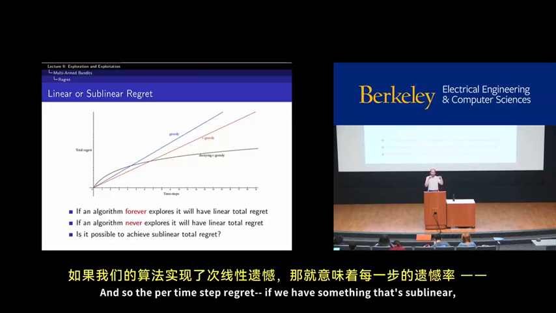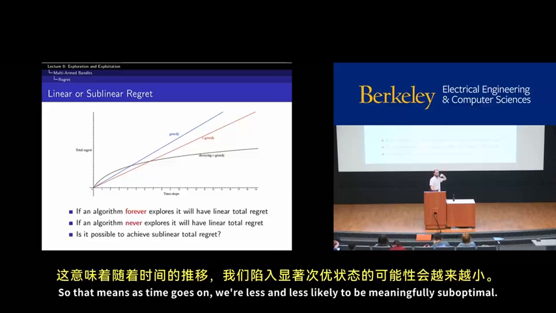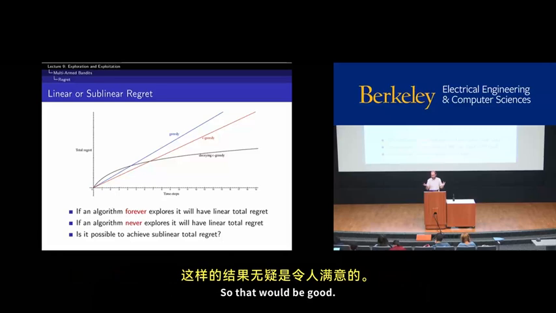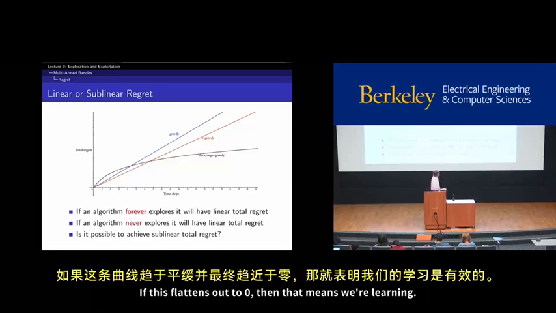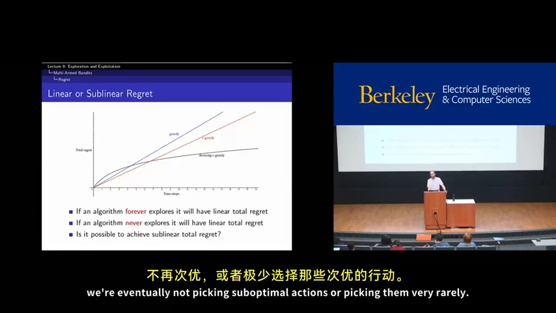And so the per time step regret, if we have something that's sublinear, that means the derivative is going to 0. So as time goes on, we're less and less likely to be meaningfully suboptimal. Our suboptimality is basically going to 0 per time step. So that would be good. If this flattens out to 0, then that means we're learning. We're eventually not picking suboptimal actions, or picking them very rarely.